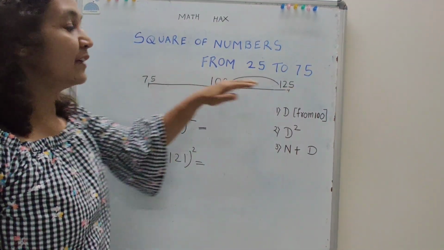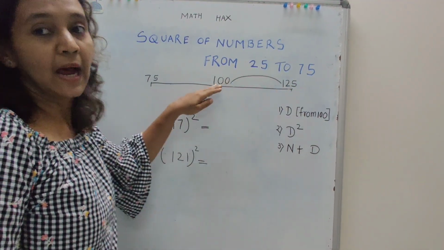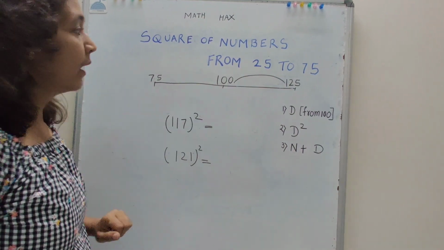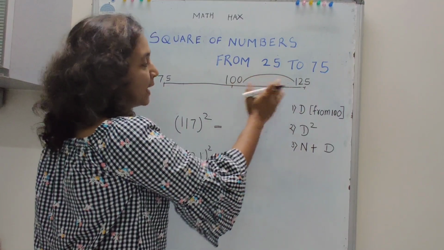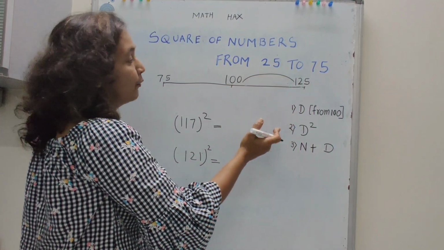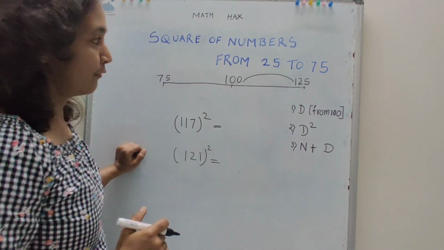Now let us consider this number line. It has numbers from 75 to 125 with 100 in the center. So let us first focus on this part. That is, if we have any number between 100 and 125, how do we find the square of that?